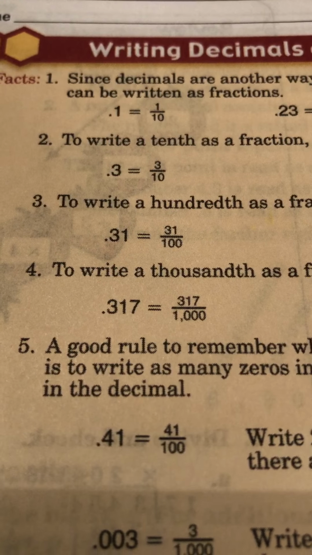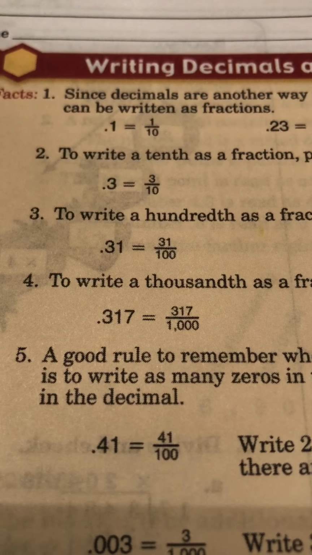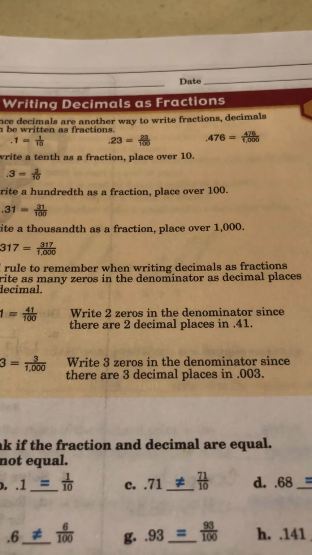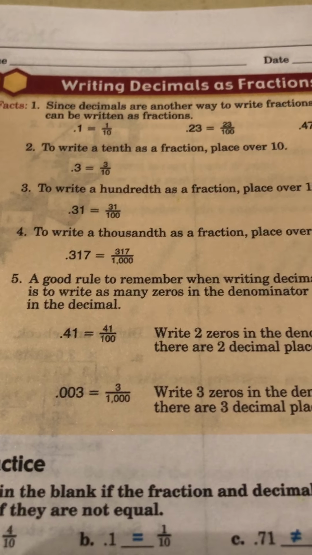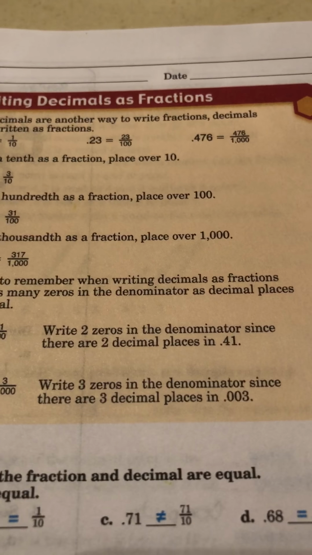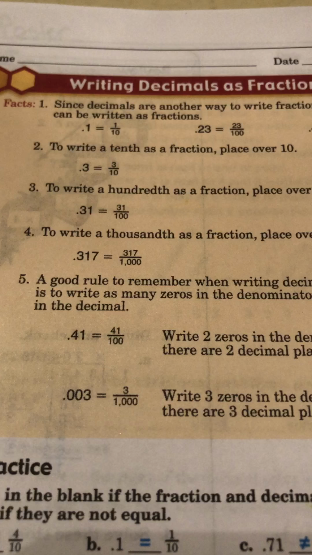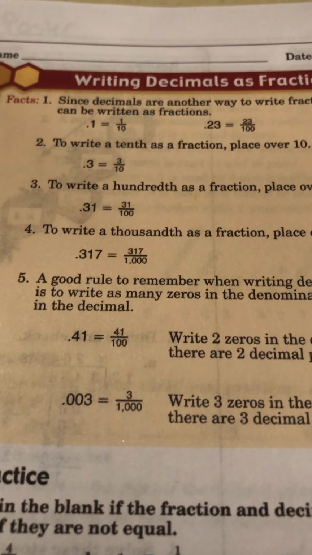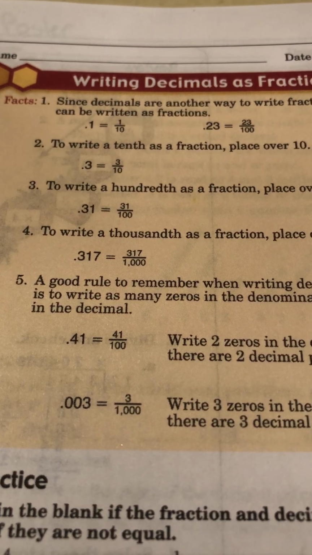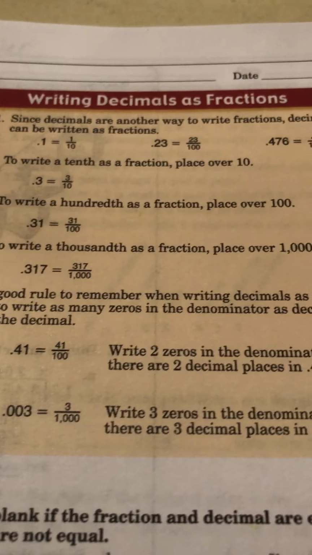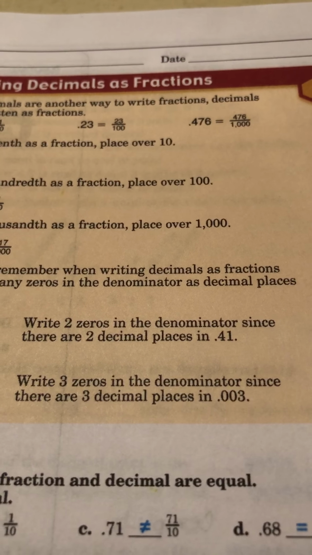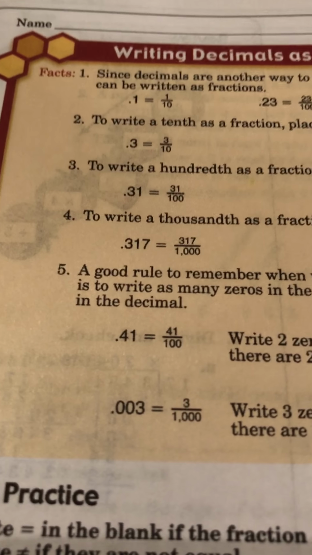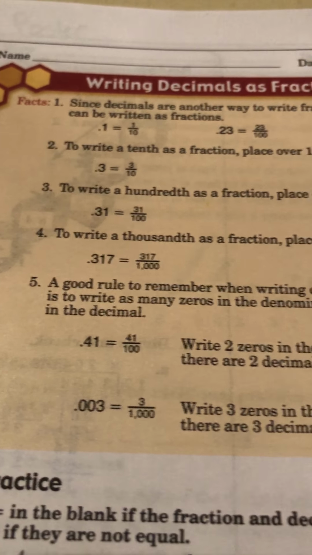Now listen to this rule. It's very, very helpful. Number 5, a good rule to remember when writing decimals as fractions is to write as many zeros in the denominator as decimal places in the decimal. Okay, let's show you what I mean. 0.41 is equal to 41 over 100. Write 2 zeros in the denominator since there are 2 decimal places in 0.41. Make sense? It's pretty cool, isn't it?